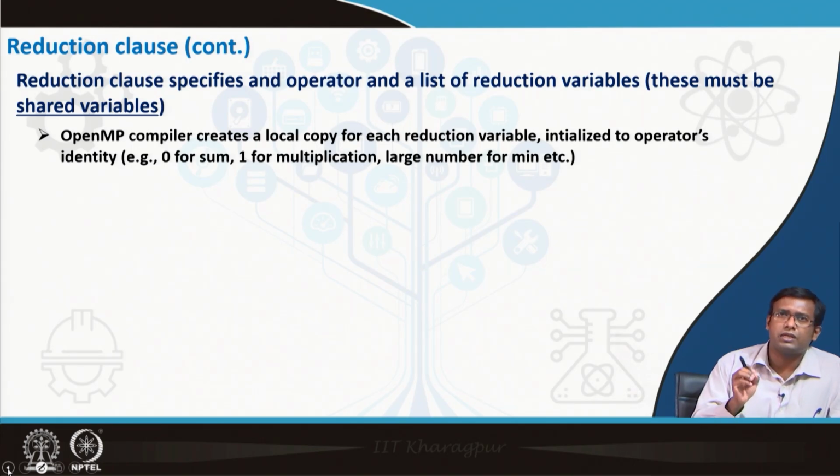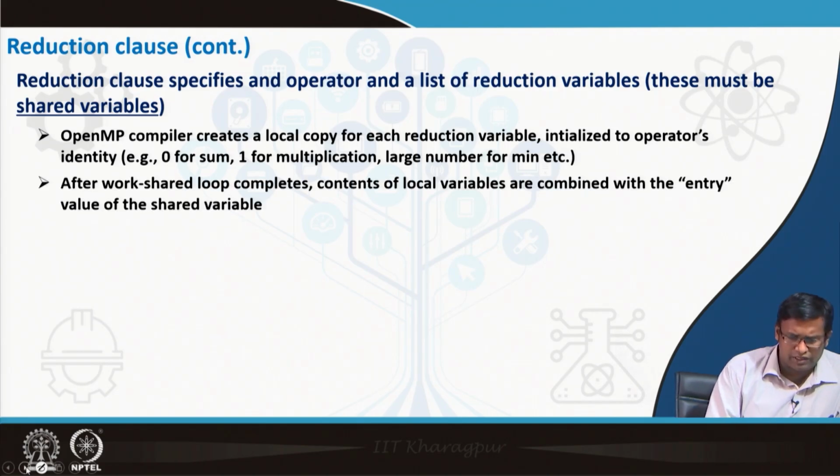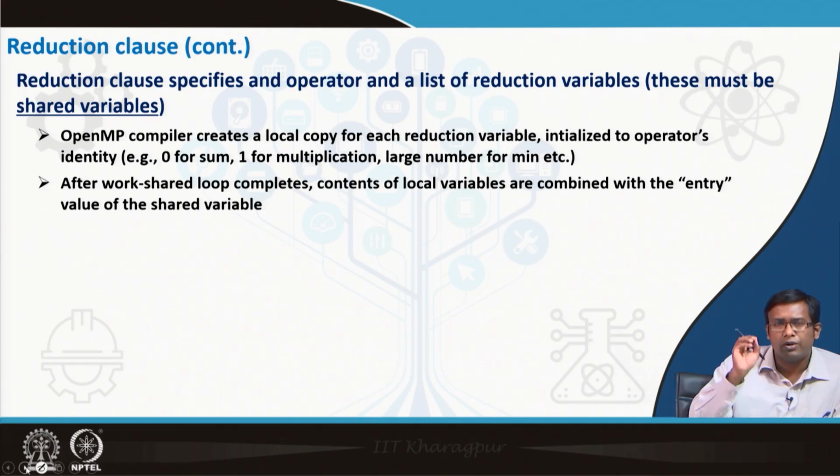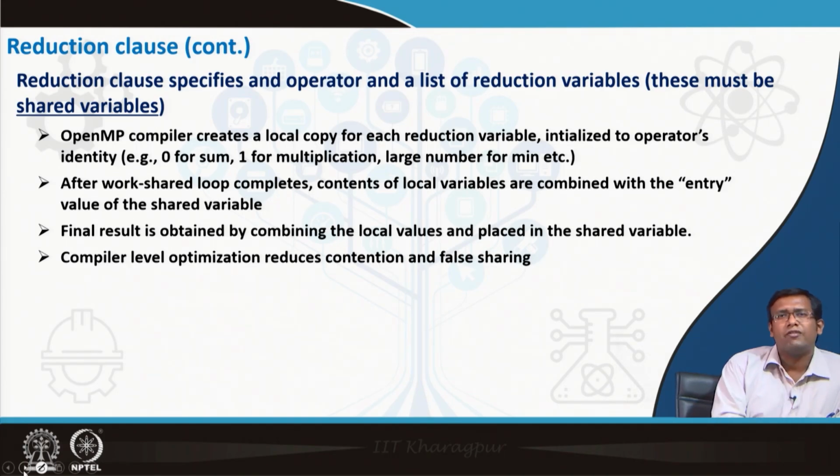In a reduction, all the threads get a local copy of these variables, initialized, and then after the work shared loop completes, all local variables have their local output, and this is combined with the entry value and goes to the shared variable. The final result is obtained by combining all the variables and placed in the shared variable. Compiler level optimization takes care of reducing contention and false sharing, and in the next lecture we will see an example.